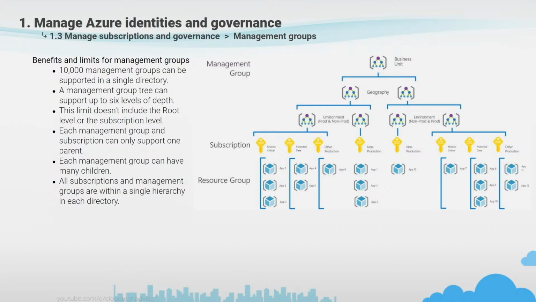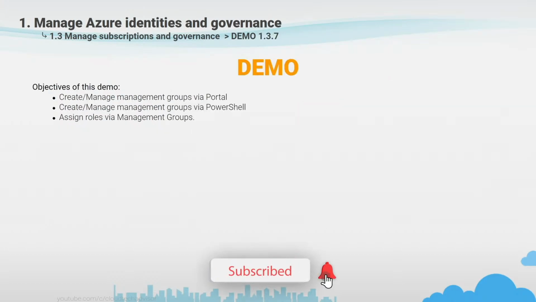The hierarchy can be modified anytime, for example to move one subscription from group 1 to group 2. You can also use role-based access control to add permission to a group, and this permission will be inherited down to the resources. How to work with management groups you will see in the next demo.